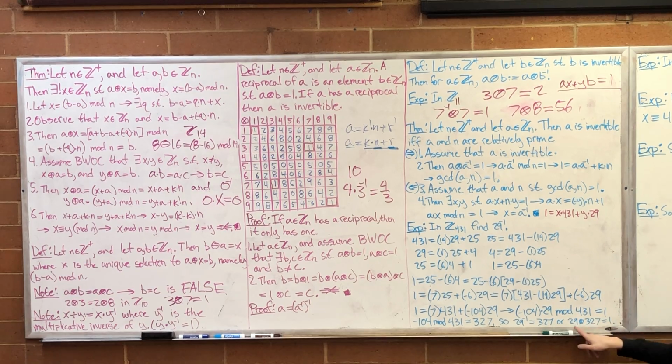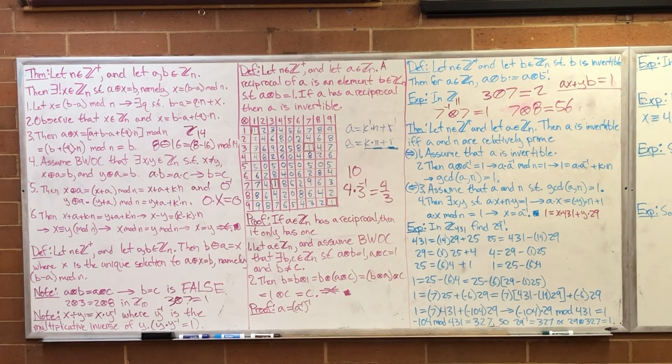Or in other words, I now know that 29 times 327, using that circle times, is equal to 1. You can plug that in on your calculator. Take 29, multiply by that, divide by 431, and your remainder is going to be 1. Make sense?